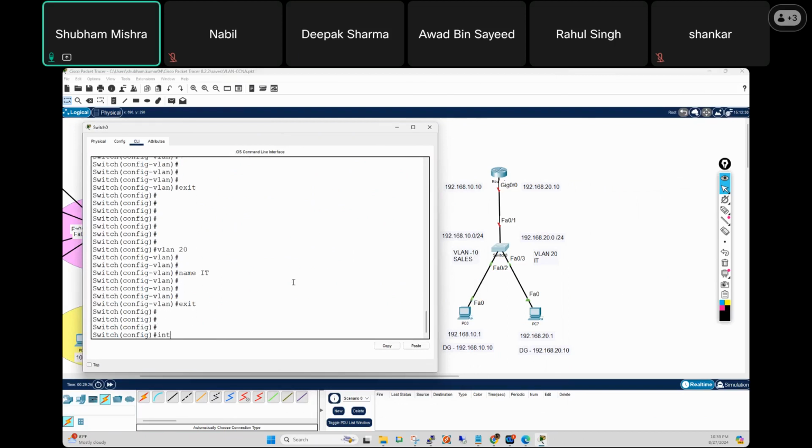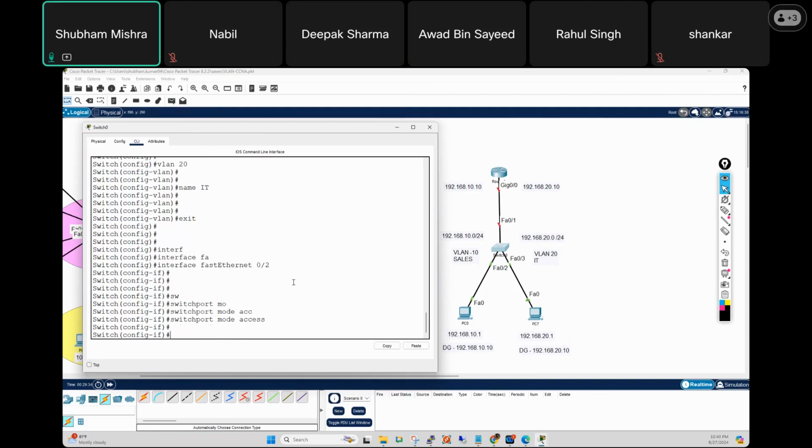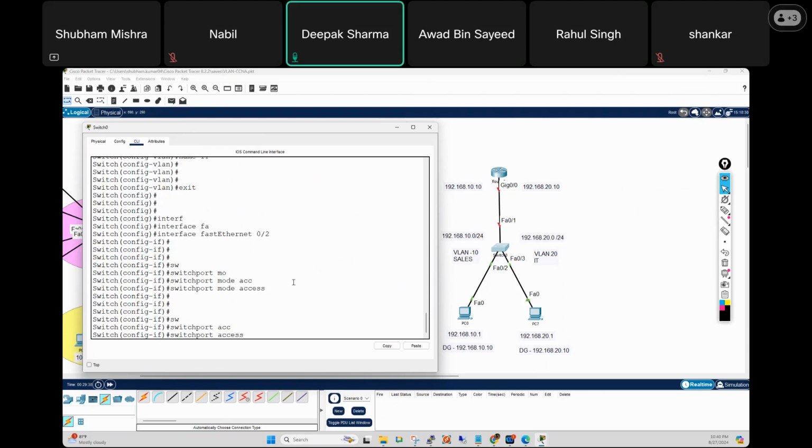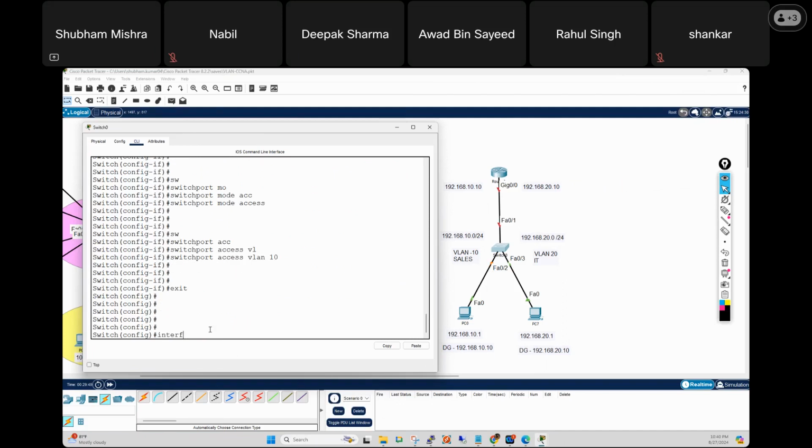What is the command? Interface FastEthernet 0/2. Switchport mode access. Tell me the command. Switchport access VLAN 10. I told you, when you move the VLAN, your interface goes down. After 30 seconds, it will come up. Okay, up. Now, interface FastEthernet 0/3.